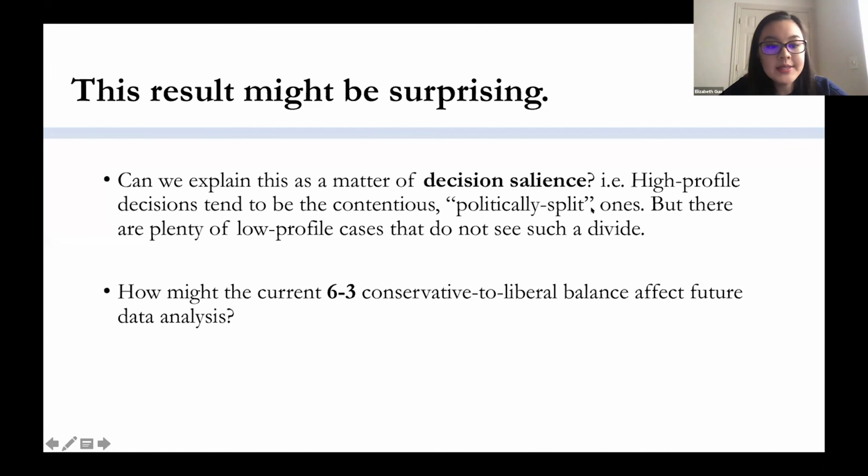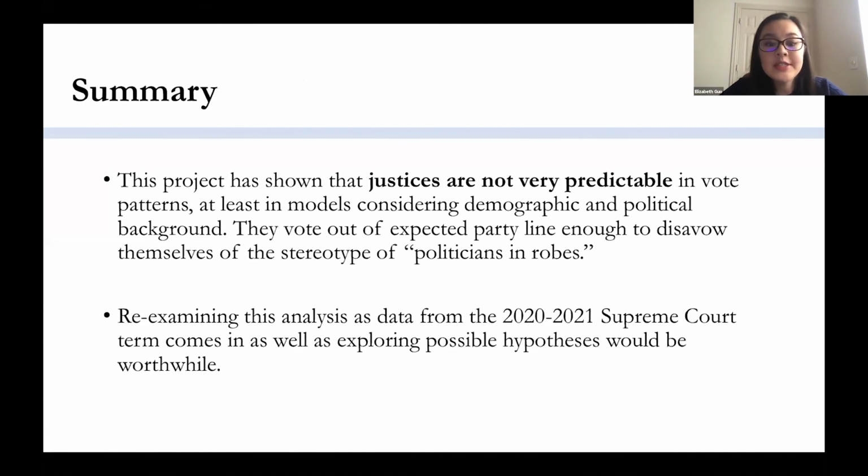So, to summarize, this project has shown that justices are not very predictable in vote patterns, at least in models considering demographic and political background. They vote out of expected party line enough to disavow themselves of the stereotype of being politicians in robes. For next steps, I believe re-examining this analysis as new data comes in, as well as exploring possible hypotheses would be worthwhile. And that concludes my presentation.